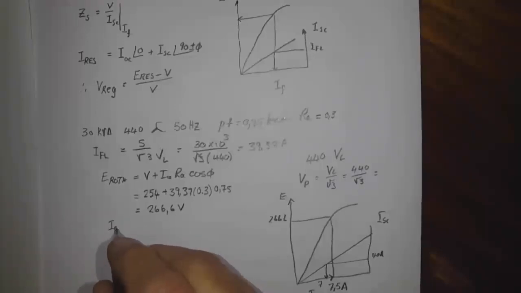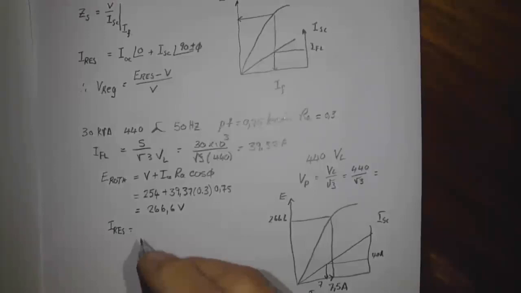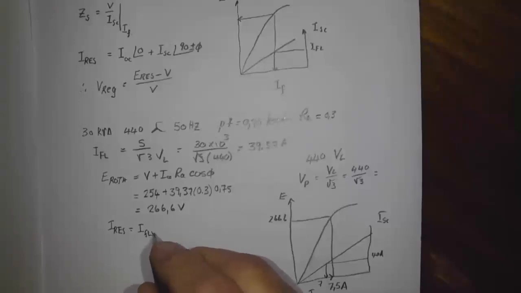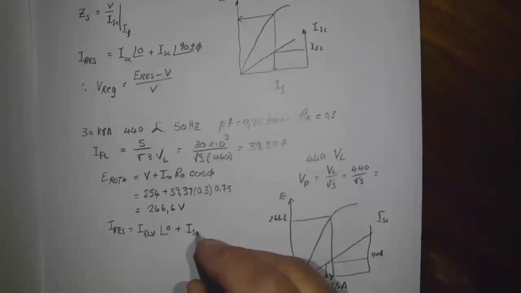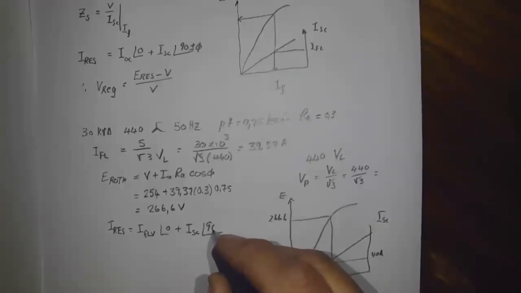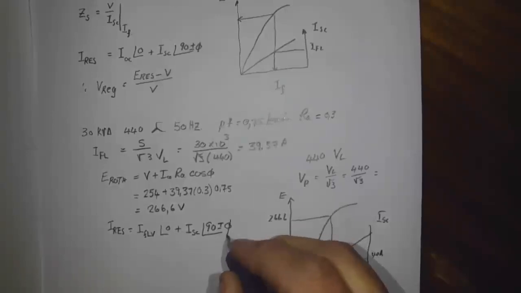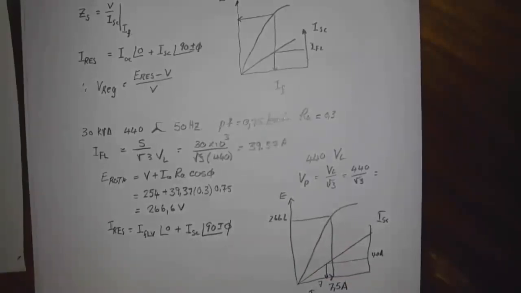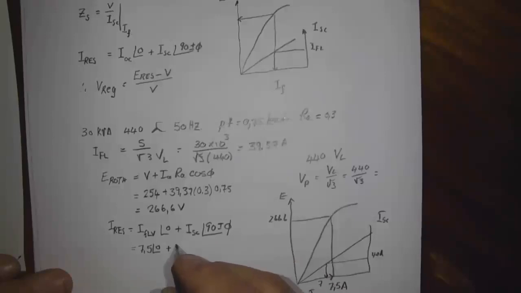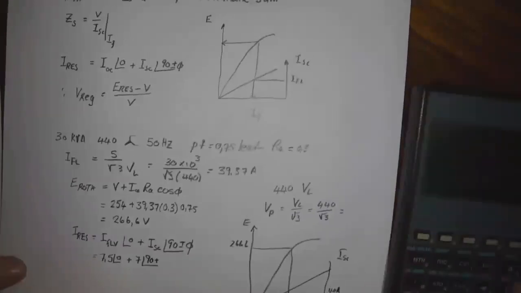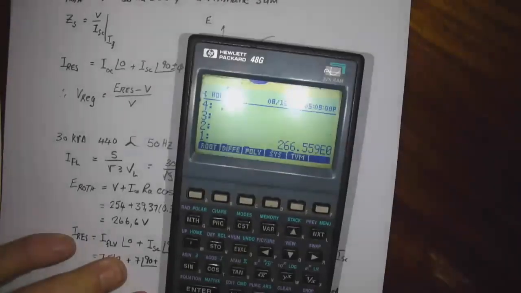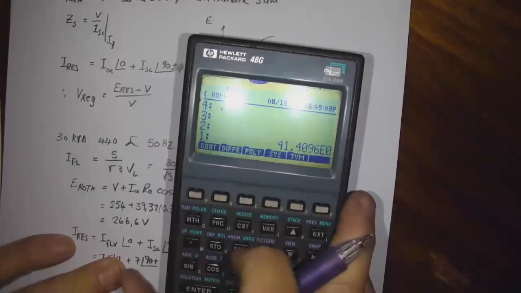The resultant MMF is the MMF that causes full load voltage, angle 0, plus excitation for full load current, angle 90 plus or minus phi. So that means we have 7.5 angle 0 plus 7 angle 90 plus 0.75, 41.4.